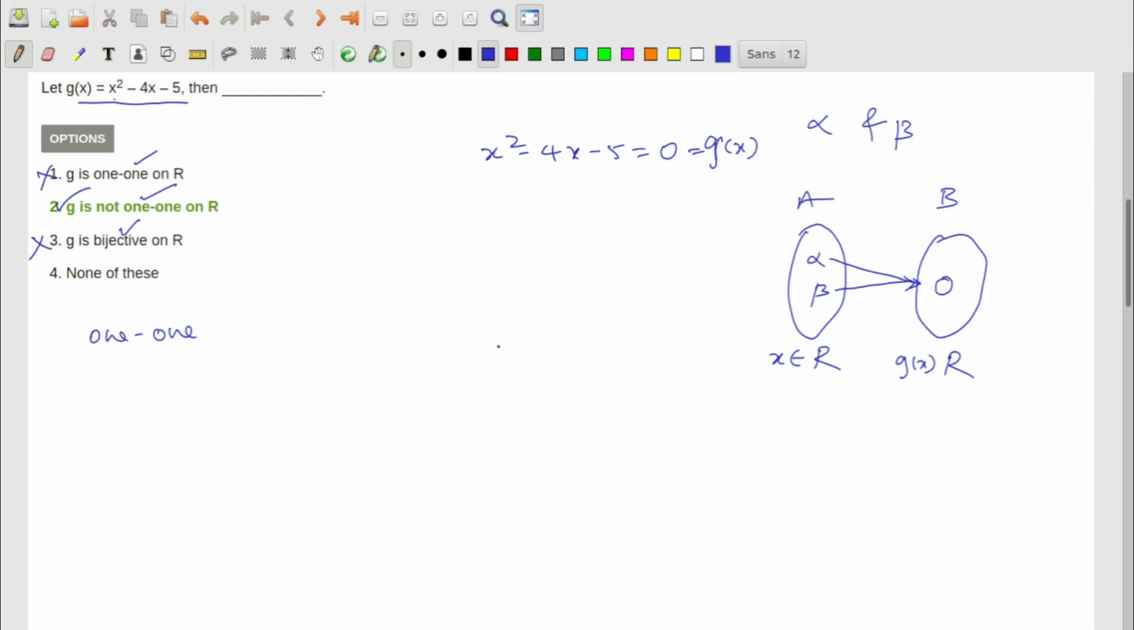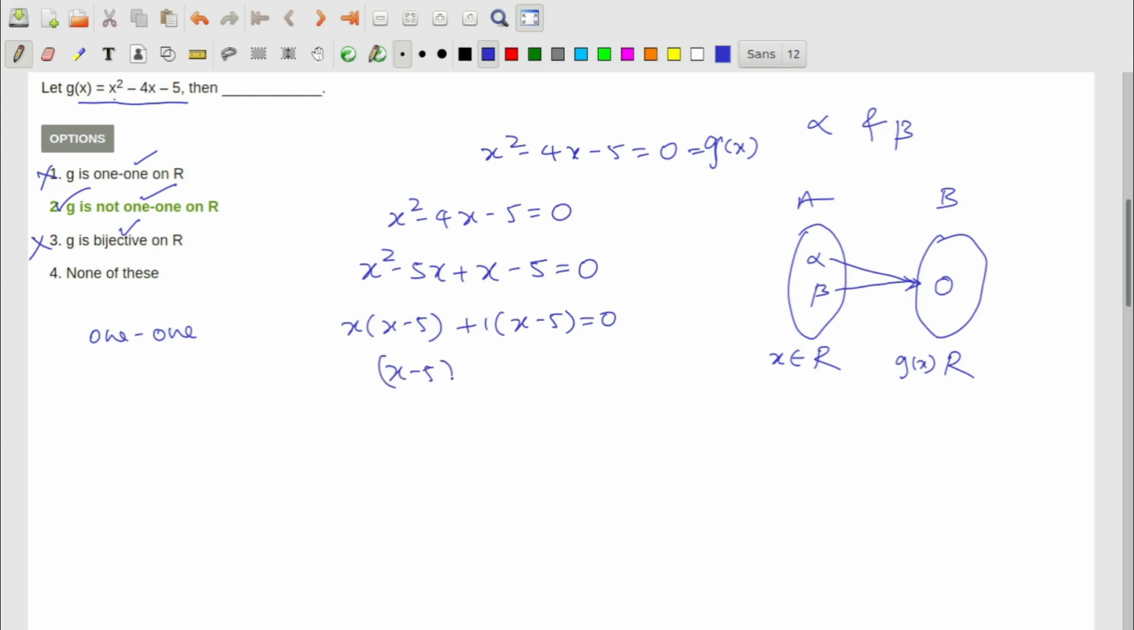So if you want me to explain it in detail, see here, x square minus 4x minus 5 is equal to 0. If you solve this, you will get x square minus 5x plus x minus 5 is equal to 0. And then if you take x minus 5 common, you get x minus 5 times x plus 1 is equal to 0, right? So you will get x is equal to 5 and x is equal to minus 1.